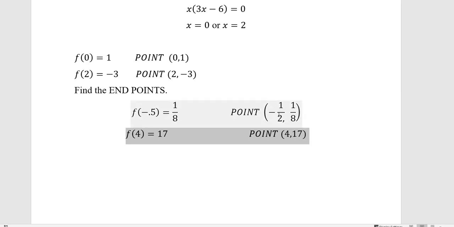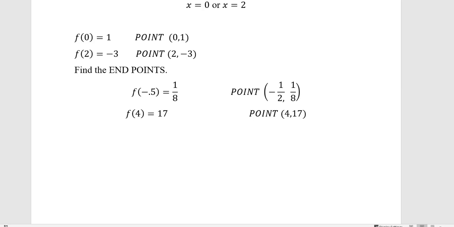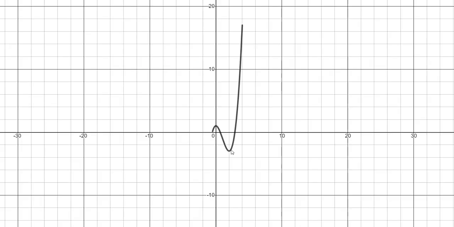Once again, these endpoints came from the domain restriction on the interval negative 1/2 to 4. So now I look at all of the points on my list. I find the one with the lowest value: 1, negative 3, 1/8, or 17. The point (2, negative 3) has the lowest output value. So the absolute min is at the point (2, negative 3). When I look at the picture, this is the absolute min, at the point (2, negative 3).